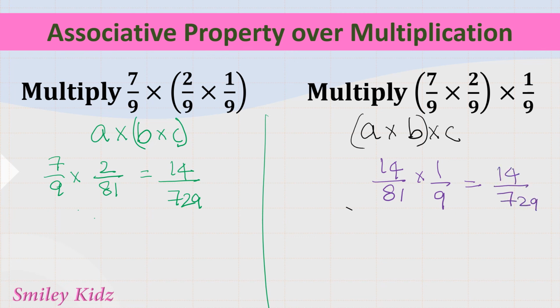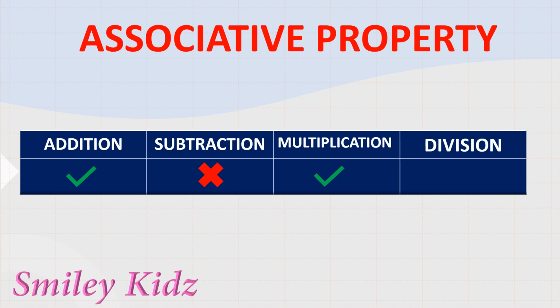So in the first condition we got 14 by 729, and in the second condition also we are getting 14 by 729. This means that associative property over multiplication is satisfied for rational numbers. We have filled the third block as well, that is, rational numbers satisfy associative property over multiplication.